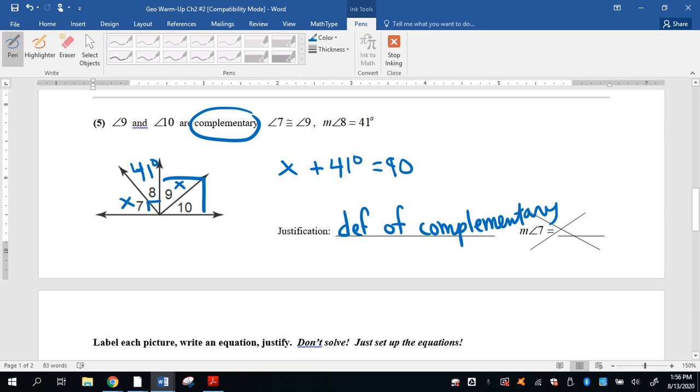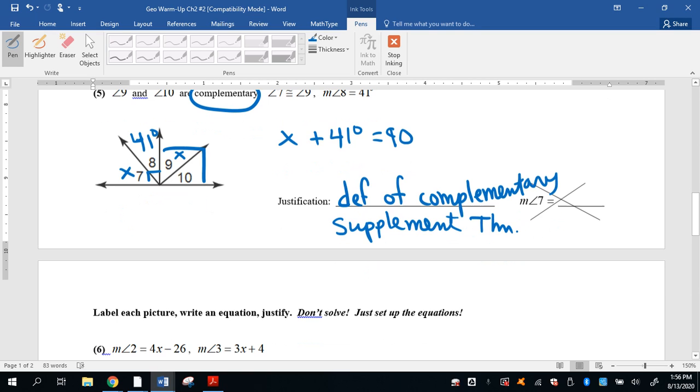You could also use the supplement theorem since we found out that if this is 90, this is also 90. So you could also say by the supplement theorem that we kind of need both of those justifications, because we knew that this was 90, and the only reason why I know this is 90 is because they add to 180 by the supplement theorem. So I need definition of complementary and the supplement theorem here.